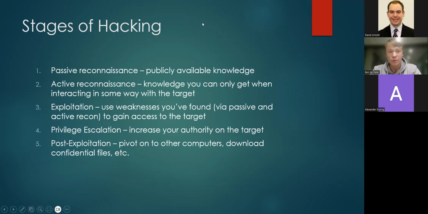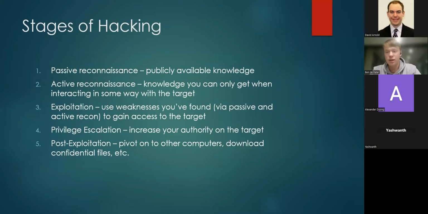So there are really 5 stages of hacking, and the first one is passive reconnaissance. And basically, passive reconnaissance is really just looking at publicly available knowledge about your target.